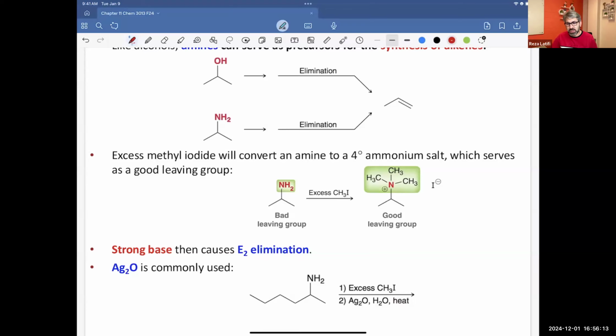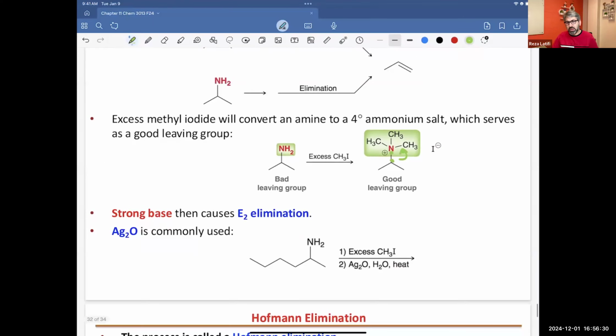Now nitrogen has a positive charge, and because it has a positive charge, it will be a good leaving group. But in order to leave the system, it has to take those 2 electrons with it. So it's going to leave carbon with a positive charge, technically. Now, depending on what you use, you can replace it by a substituent, or you can do an elimination reaction.